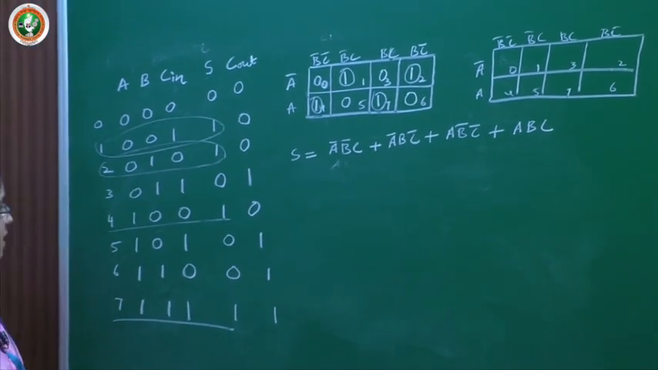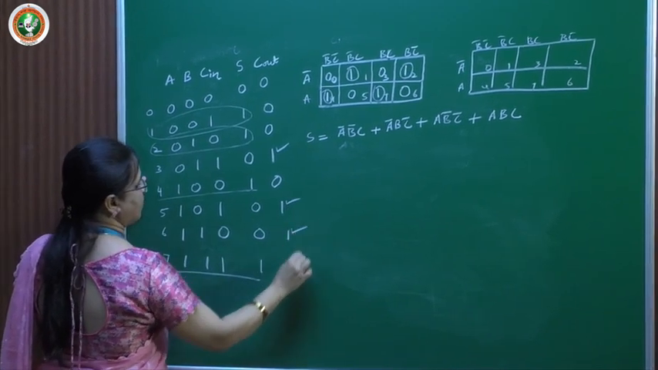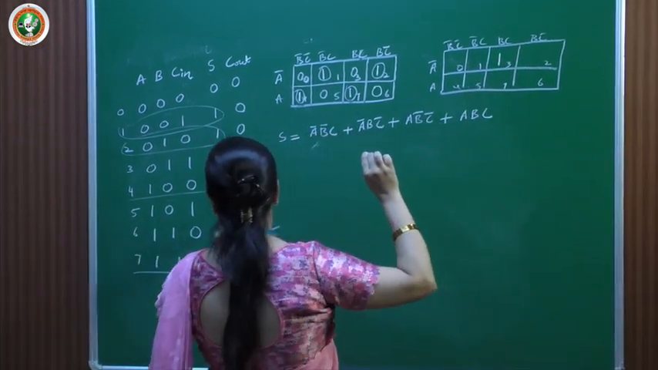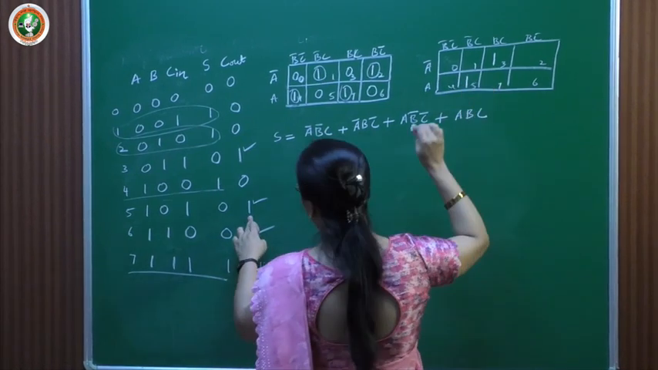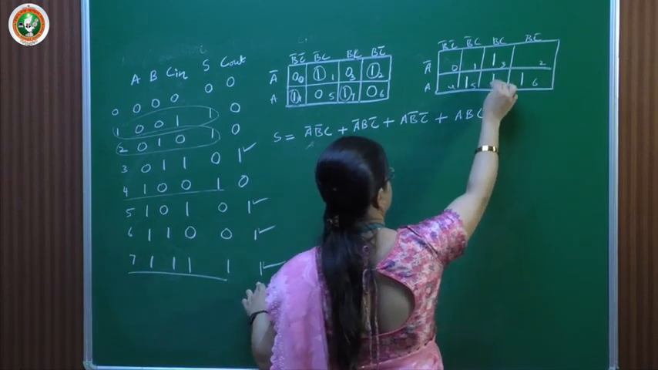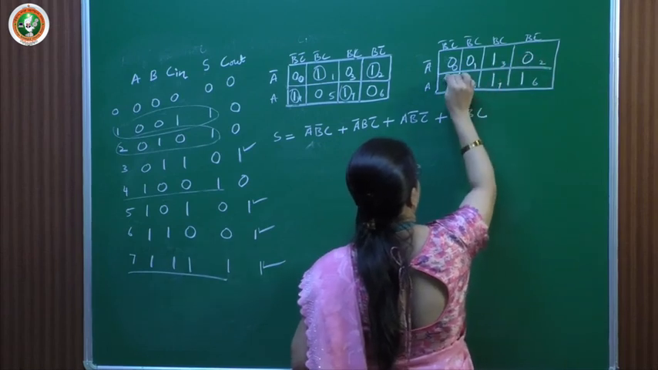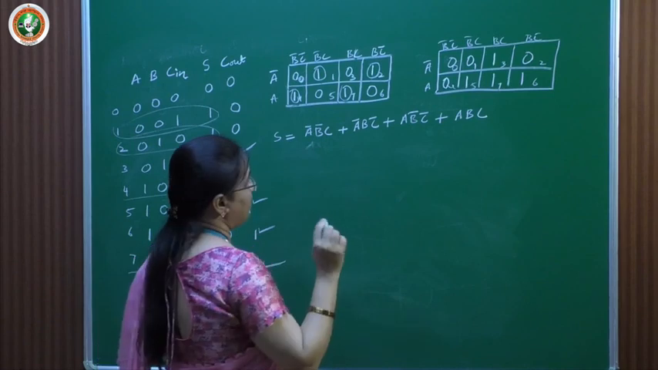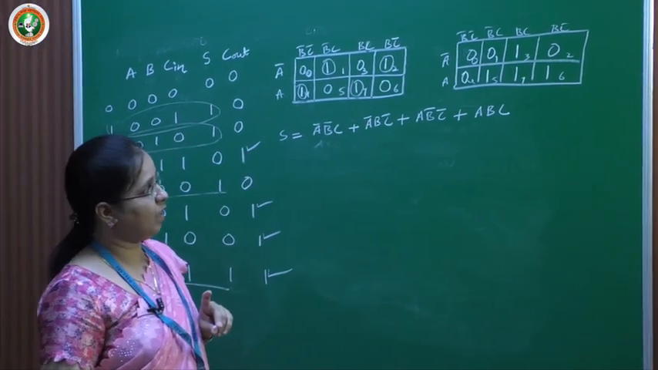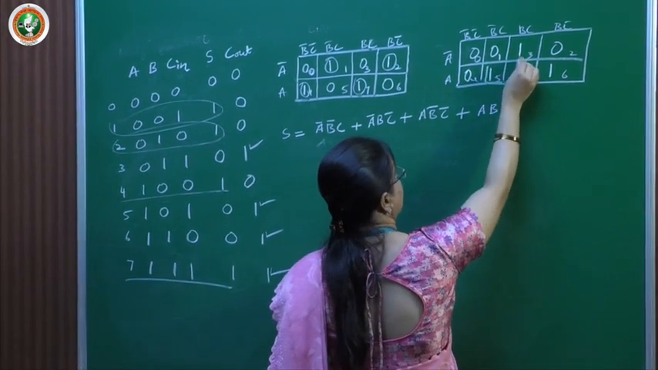Identify the 1 entries for C out, you can see I have 4 entries here. Your first entry is for min term 3, then your second entry is for your min term 5, third entry is for your min term 6, and your fourth entry is for your min term 7, and the remaining entries should be filled with 0. So now we can make the groups here. If you observe, there is no way to make a quad, we can only do the pairing here. So I can make 5 and 7 as one group.